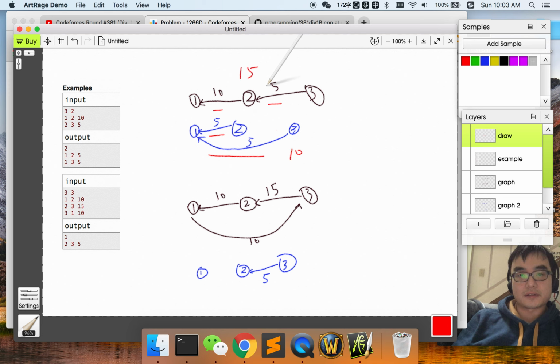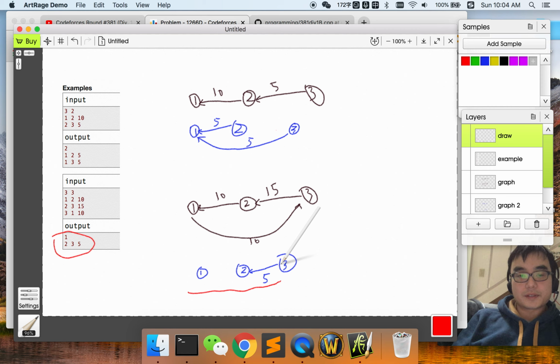So let's look at another example, right? The second person lends $10 to the first person, the third person lends $15 to the second person, and the first person lends $10 to the third person, right? So how do we simplify this graph? This is the simplified version, right?